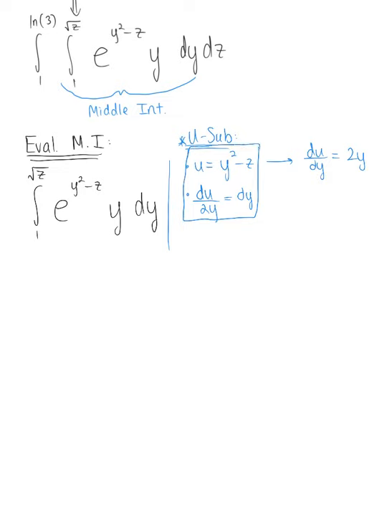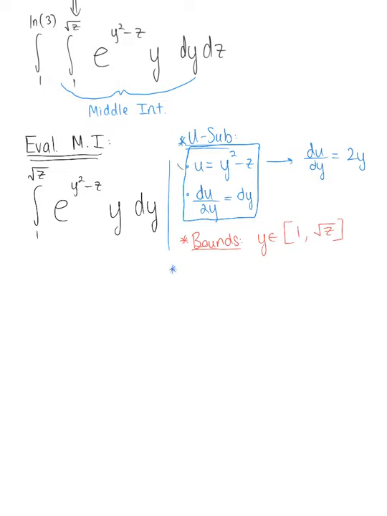And then we want to be careful here. The bounds that are given to us in this integral are with respect to y. So if we change the variable, we have to change the bounds. So the bounds that are given to us are y from 1 to the square root of z. And I want to change these to u.